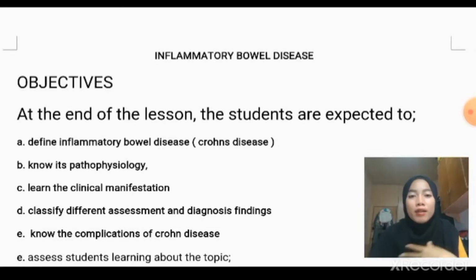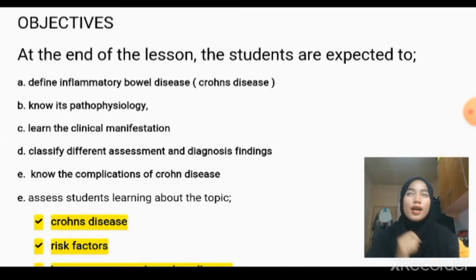So, I am Dorika Kong, the reporter of Crohn's disease under inflammatory bowel disease. The objectives: at the end of the lesson, the students are expected to define inflammatory bowel disease and Crohn's disease, B, know its pathophysiology, and C, learn the clinical manifestations.